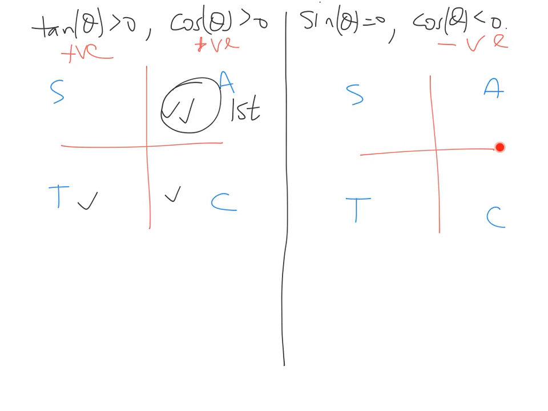Now, if cos is negative, it's going to happen over here. So we've got to have it on the boundary. So that is going to happen out here. So it's on the boundary between quadrant 2 and 3. And if we want to be specific, that happens at pi or 180 degrees.